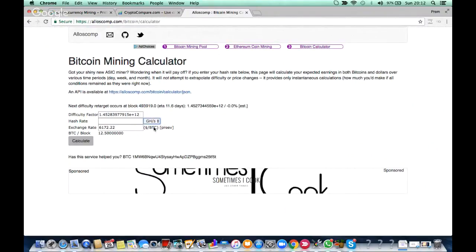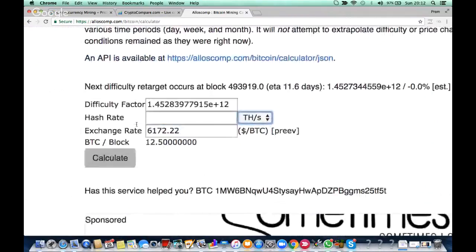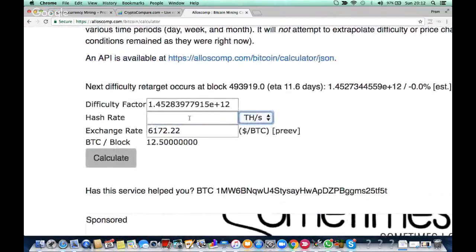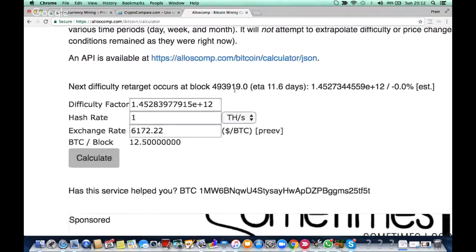So we know we spent, let me enlarge my screen. Hold on. There we go. We know we've purchased 1 terahash of mining power. Ignore this difficulty factor. That is a given. That's nothing you can do anything about, right? And it tells you here already, in about 11.6 days, the next difficulty target will change. Its estimated change is 0% or whatever. There's nothing you can do about that. So let's not get confused.